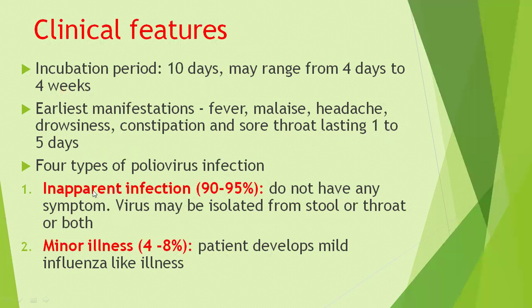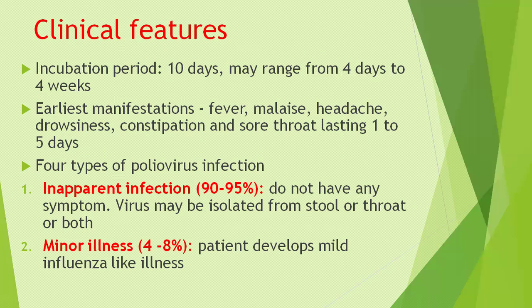So here, polio infections are of 4 types. The first one is inapparent infection. In the inapparent infection, 90 to 95% of the children do not have any symptoms. So if 100 children are affected, almost 90 to 95% of children do not have any symptom. But the virus is present in the stool or throat, or both. So the virus can be isolated from stool or throat or both.